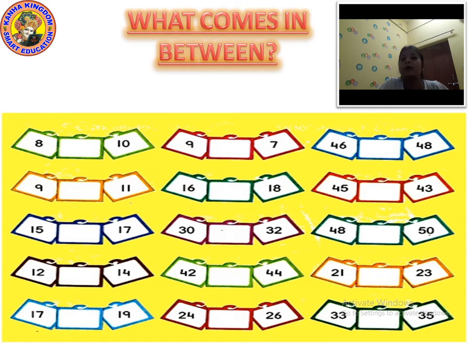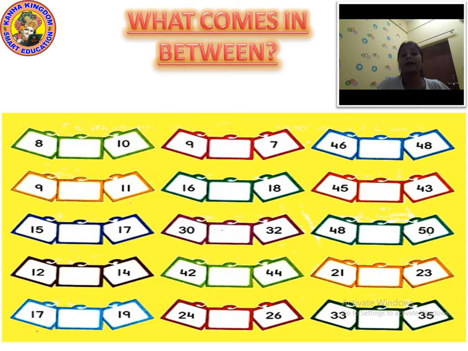Okay, so to find out what comes in between 8 and 10, what we have to do? We can find out like this: what comes after 8, and what comes before 10. The answer is 9. 9 comes after 8 and 9 comes before 10, and 9 also comes in between 8 and 10. So we will write here number 9.